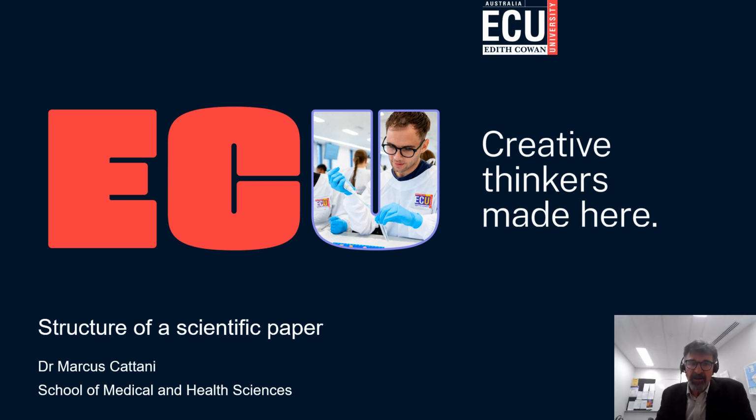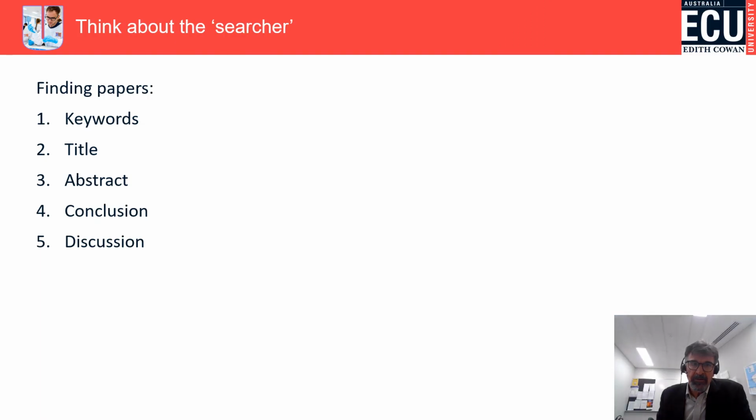I would just like to go through some hints and tips about the structure of a scientific paper. First of all, let's think about our searcher and how we can encourage them to become one of our readers and potentially someone who's going to cite our paper in their own work.